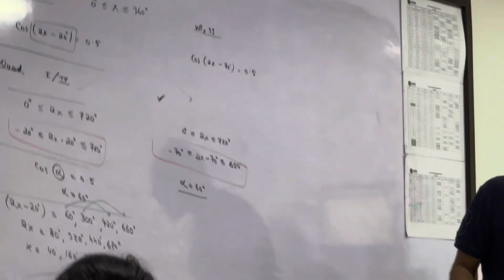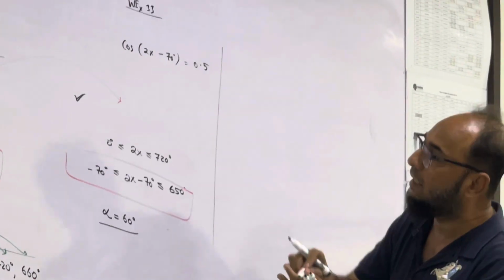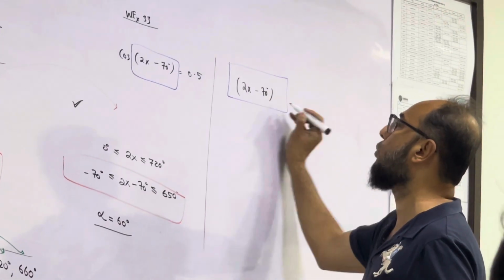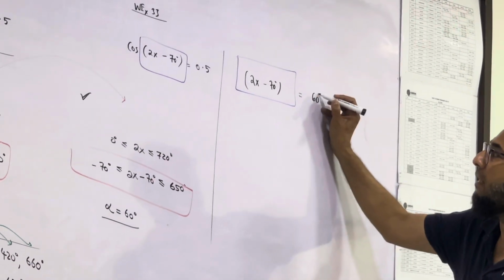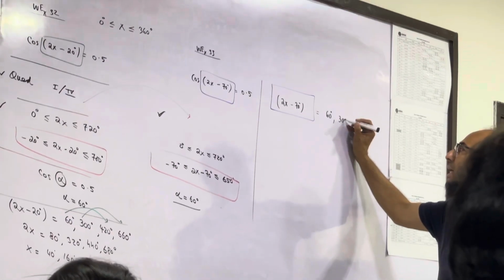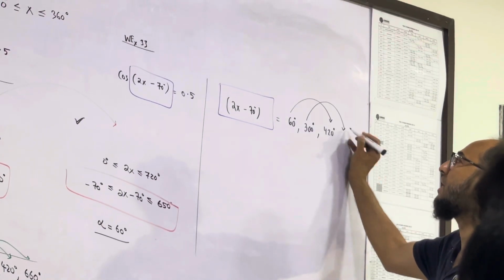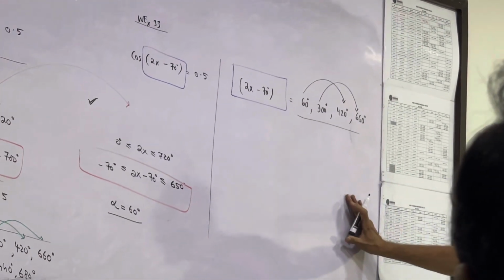Now let's focus on this one. Now this is where the trouble is. If we focus on this one, what happens is that this blue box over here, let me write it over here. That is 2x minus 70 degrees. This equals, again, the four things written again. That is 60, that is how much? 300, and then 60 plus 360, 420, and 300 plus 360, which is 660.